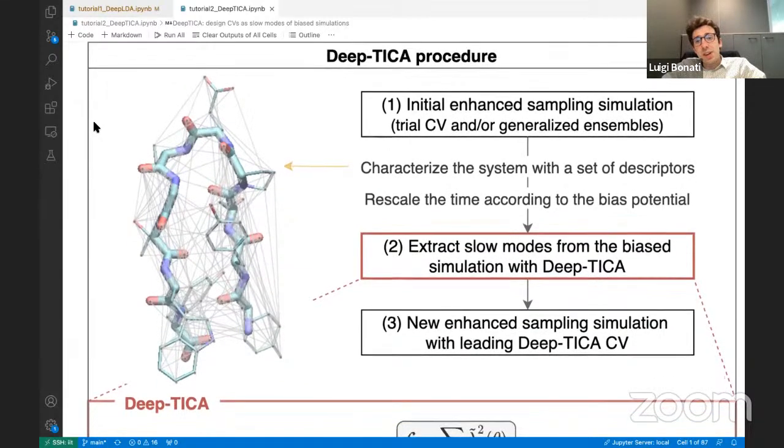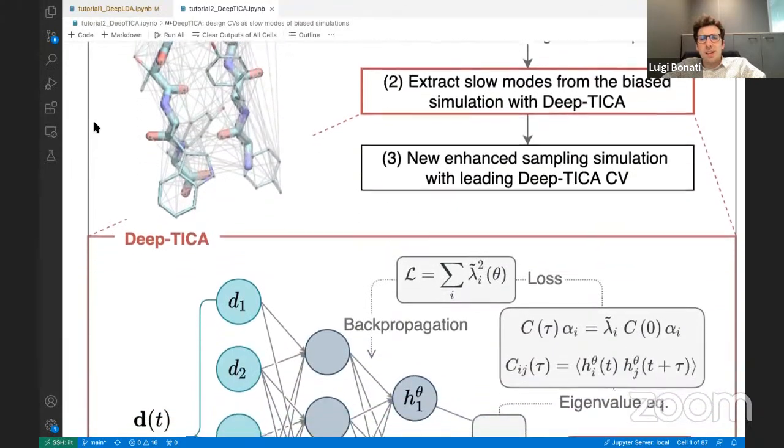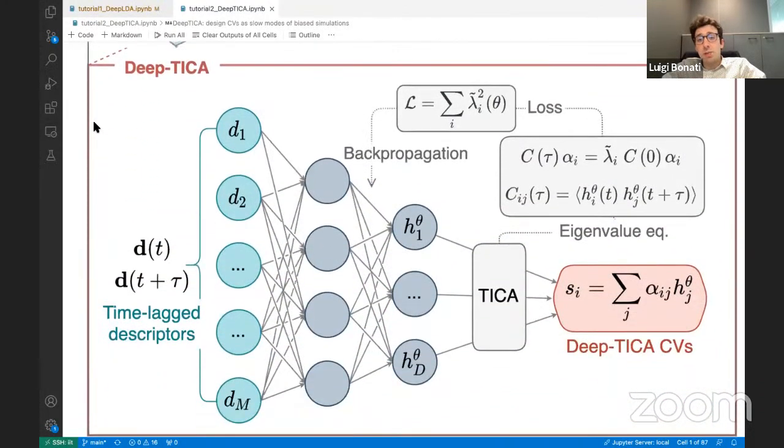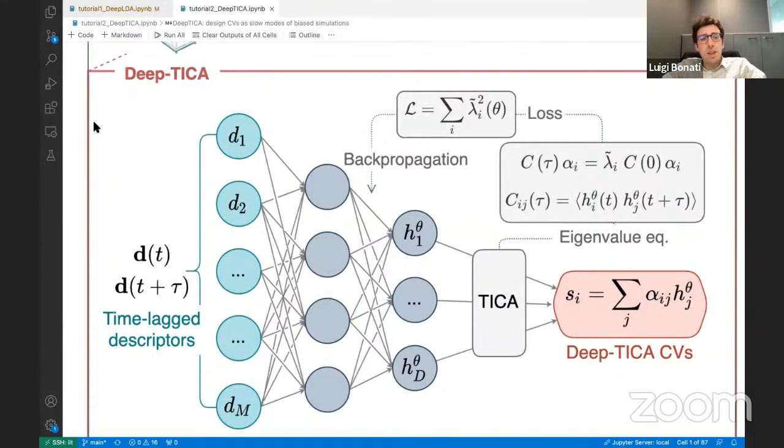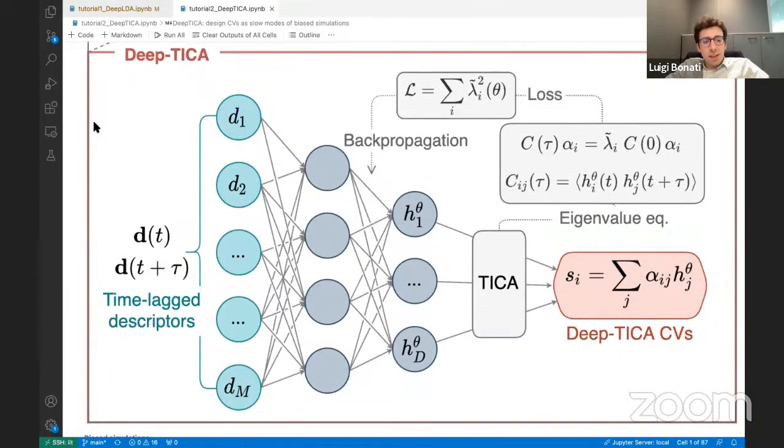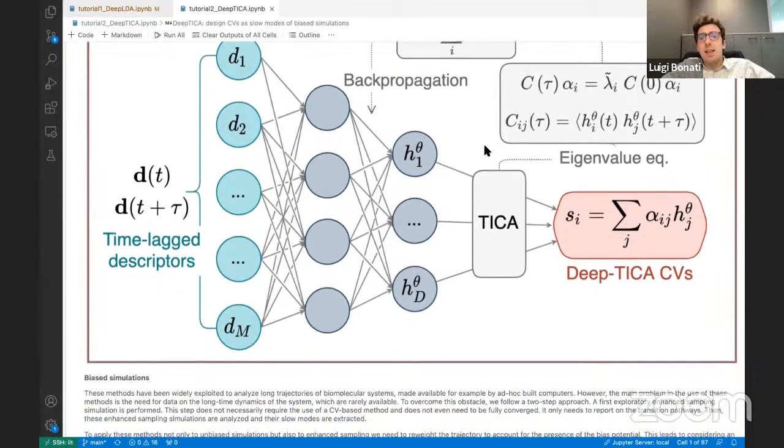In which we extract, using a neural network, the slowly decorrelating modes of the system. So as you will probably have seen, the architecture is very, very similar. Of course, the data is changing. Before we had just unbiased simulation. Now we need to have some reactive, some enhanced sampling simulation. And the way we are optimizing it is not anymore to distinguish between states, rather to identify the slowest modes, the slowly decorrelating modes of the system.